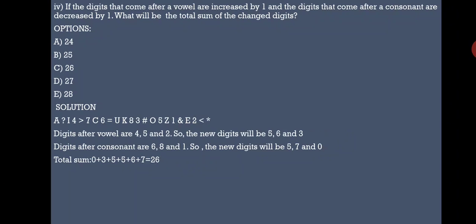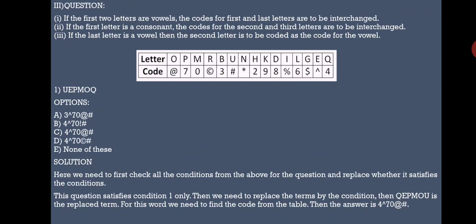Solution: the given question is A ? I 4 >, so the digits after the vowel are 4, 5 and 2 here. Okay, so the new digits will be 5, 6 and 3. The digits after the consonants are 6, 8 and 1, and we need to write the new numbers, decreased by 1. The new numbers are 5, 7 and 0. So the sum of the numbers will be 0, 3, 5, 6, 7 and 5, which will be 26.